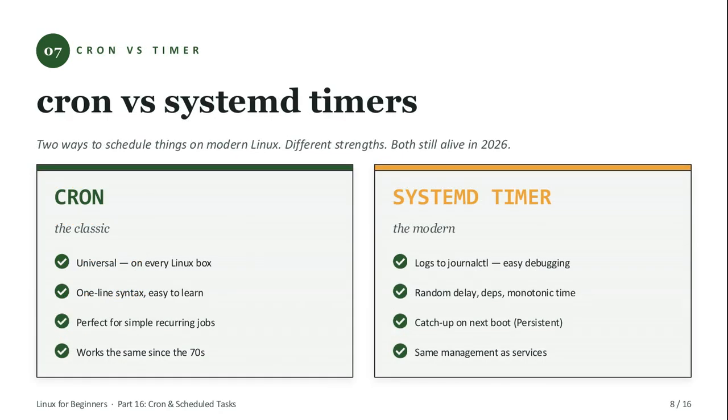Now, before we go deeper into cron syntax, it's worth pausing on the elephant in the room. systemd timers. On modern Linux, you've actually got 2 scheduling tools sitting side by side. Cron is the classic, universal, one-line syntax, unchanged since the 70s, and perfect when you just need something to run every Tuesday. systemd timers are the modern alternative. They log to journalctl, so debugging is a joy. They support randomized delays and dependencies. They catch up on missed runs after a reboot, and you manage them exactly like any other service. Different strengths, and honestly, both are still very much alive.